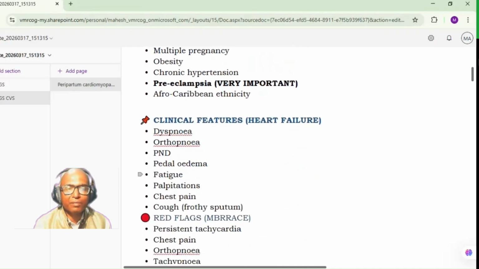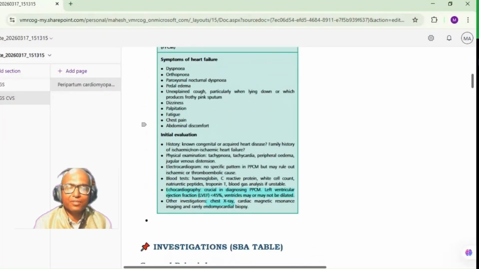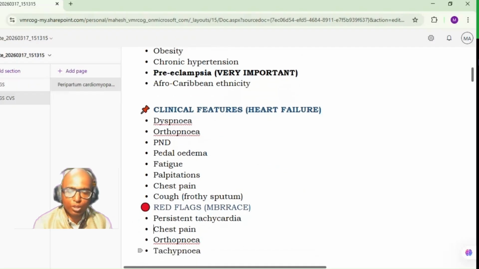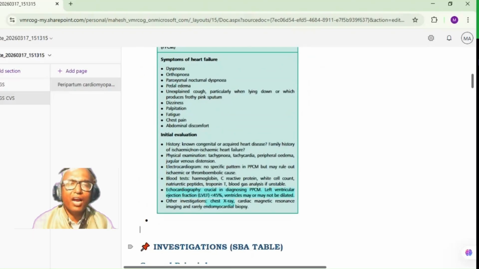Then clinical features: there will be dyspnea, orthopnea, PND, pedal edema, fatigue, palpitation, chest pain, etc. There will be frothy sputum. Red flags: what are the red flags? Persistent tachycardia, chest pain, orthopnea, and tachypnea. These are the red flags. So symptoms of heart failure will be there: dyspnea, orthopnea, PND, pedal edema, unexplained cough, particularly when lying down, or which produces frothy pink sputum, dizziness, palpitation, fatigue, chest pain, abdominal discomfort. So this is the presentation.